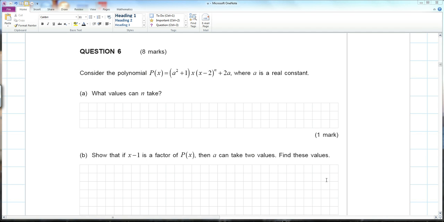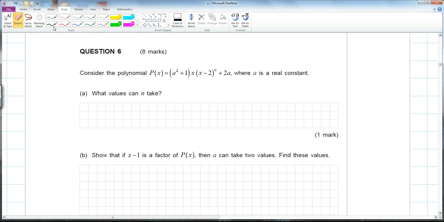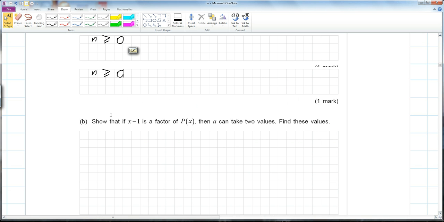Alrighty, so let's have a look at question 6 from last year's Specialist Mathematics exam. To begin with, we've got a polynomial here. The first question asks us to state what values n can take. To ensure this is a polynomial, n has to be greater than or equal to 0. Fairly straightforward, that one. Okay, moving on to the next one.